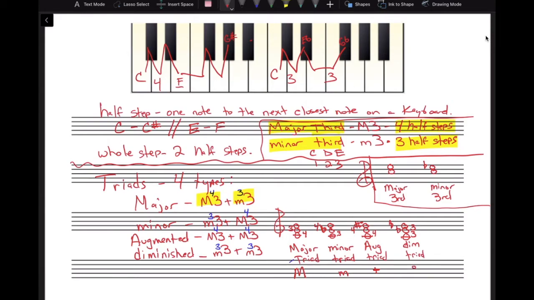And if you were to analyze this using lead sheet symbols, this would be considered C, capital M, for C, major triad. Minor triad, C, lowercase m. Augmented triad is going to be C with a plus. Diminished is going to be C, the little circle.